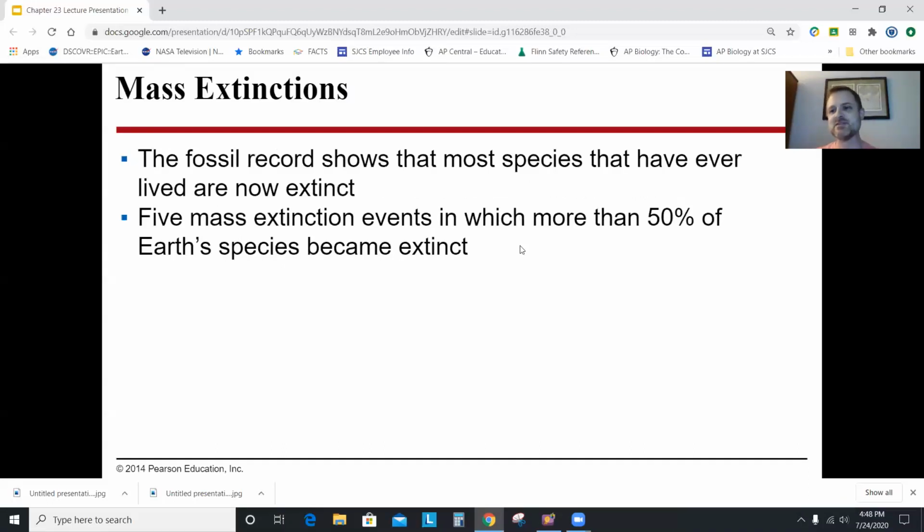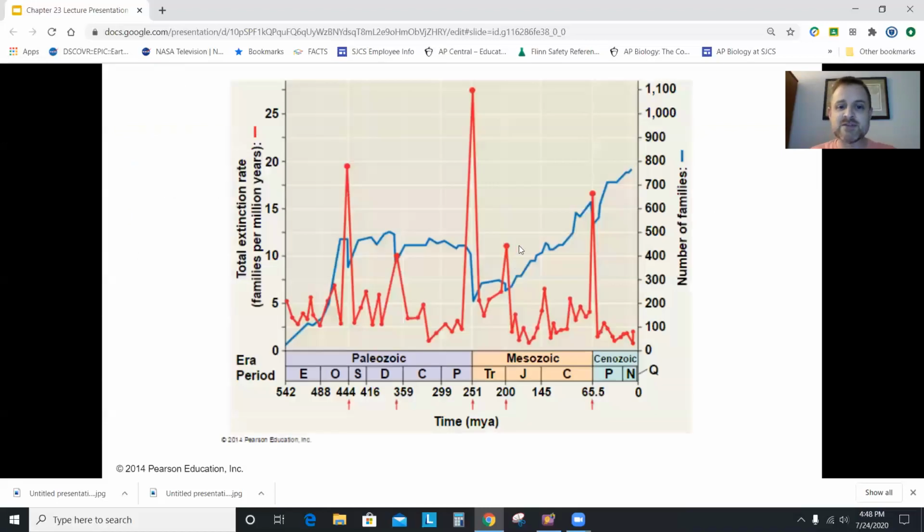Mass extinctions, let's end on a high note. The fossil record indicates that most things that lived on Earth have gone extinct. There have been 5 major mass extinctions in which 50% or more of life on Earth disappeared. This isn't a graph to memorize, but it goes through them. The red is the extinction rate, and the blue is the number of families. Why it shows you both, we'll discuss in a minute.